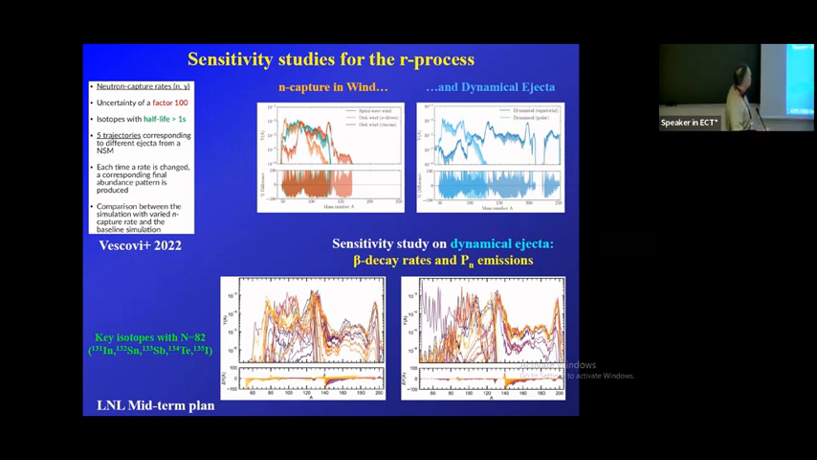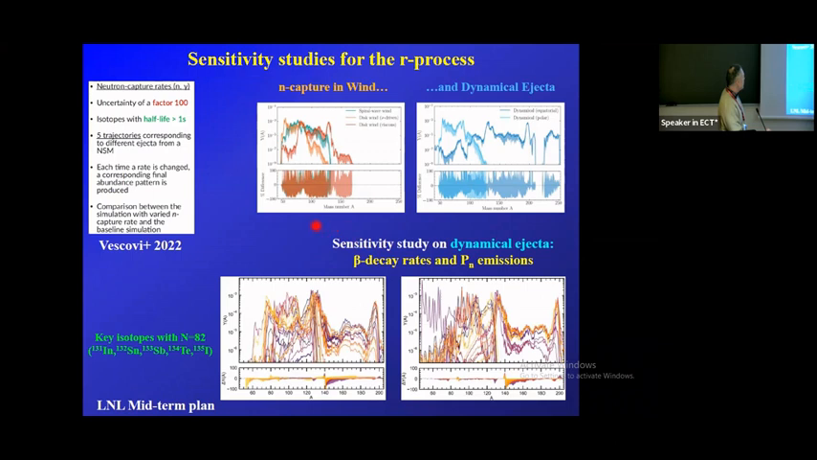So what we did was to vary neutron capture rates singularly by a factor of 100. It is not a Monte Carlo, but we singularly vary neutron capture rates. We concentrated on isotopes with a half-life larger than 1 second, and we explored 5 trajectories corresponding to the different ejecta from a neutron star merger. And these are the results, which I will explain in a while.